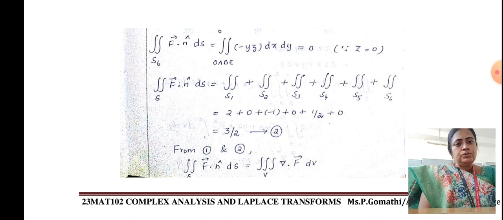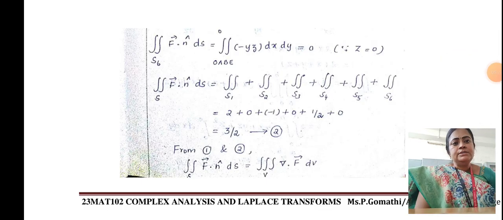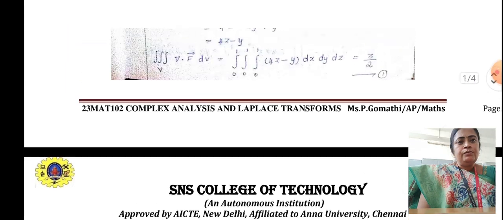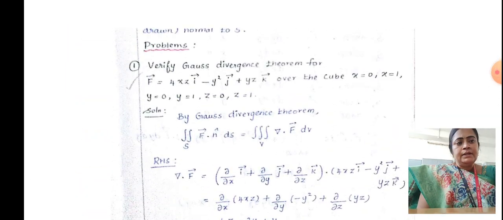From this we can easily say that double integral over S f vector dot n cap ds is equal to triple integral over V del dot f vector into dV. Hence Gauss divergence theorem is verified. From this we can conclude that the Gauss divergence theorem is verified for the given problem, where f vector is equal to 4xz i vector minus y square j vector plus yz k vector. Hope you all understand.